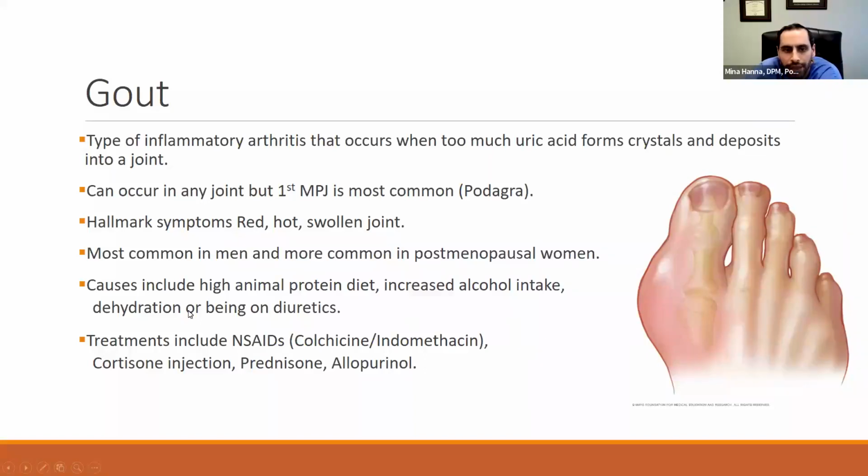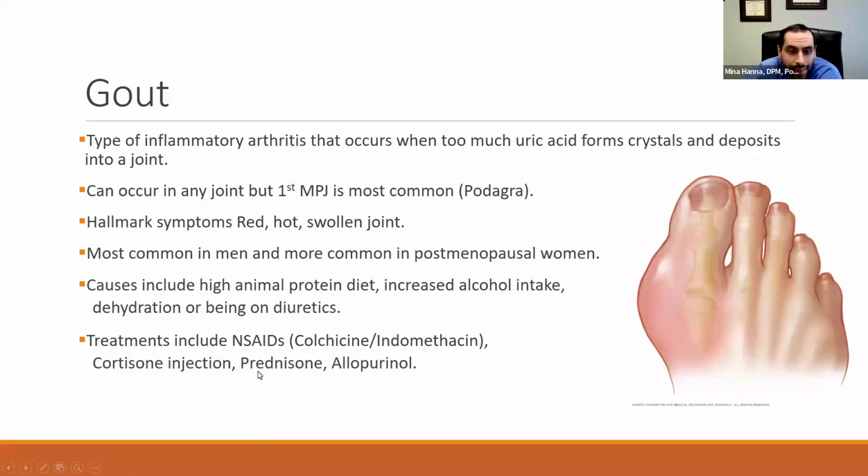The reason why you get this is due to eating too much high protein, increased alcohol intake, dehydration, or being on diuretics. This condition used to be called the disease of kings, because a lot of kings used to drink a lot of red wine and eat a lot of red meat.